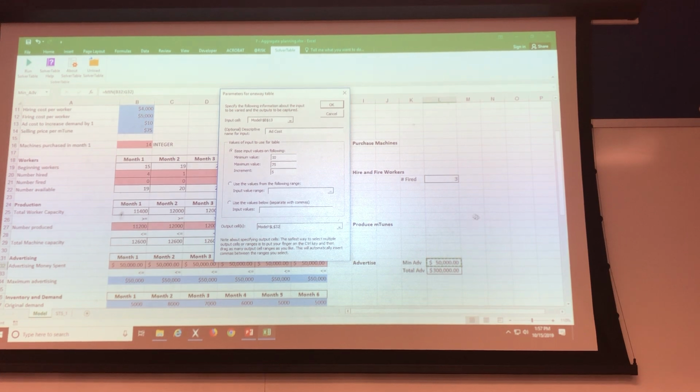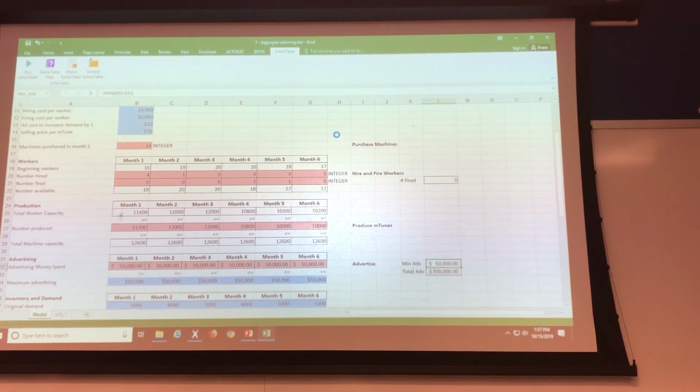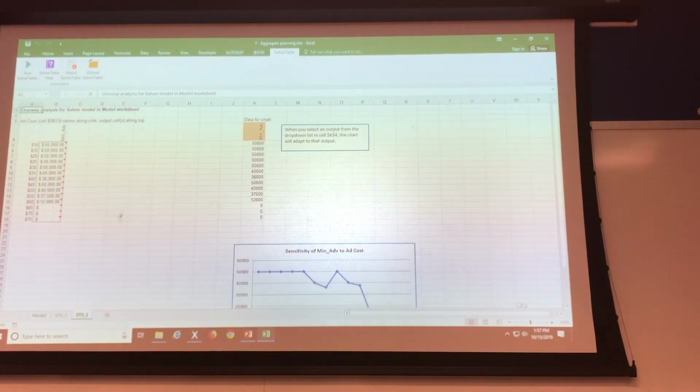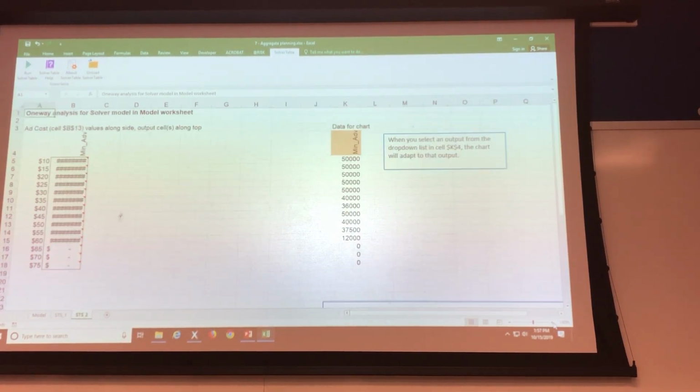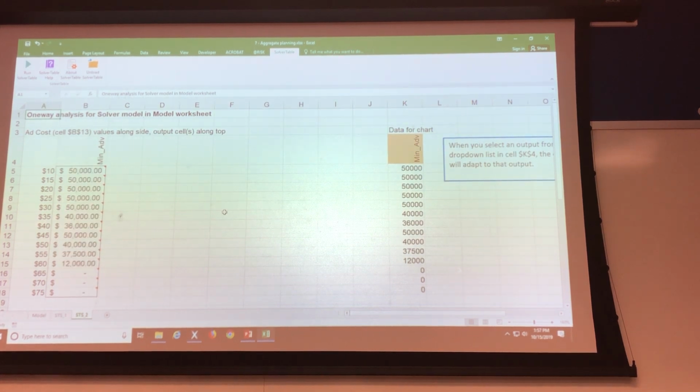And I click OK, and I get sort of interestingly weird results from this. So I'm maxing out, and then at 35, I'm not. At $40, I'm not. At 45, I am again. Okay. At 50, I'm not maxing. At 55, I'm not maxing out. At 60, I'm not maxing out. And here's the thing right here.